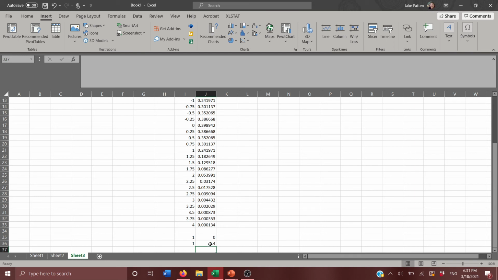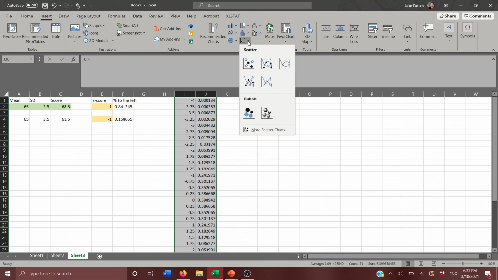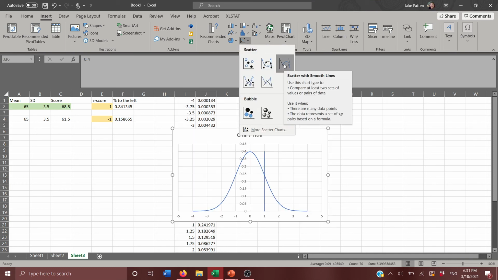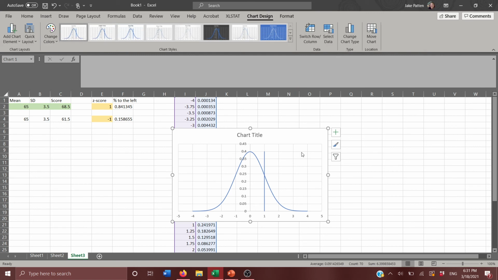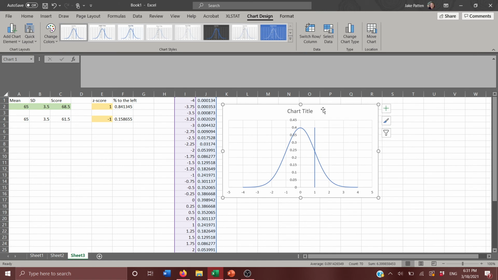Okay, now I want you to grab both of these strings of numbers, go back to the scatter plot, and click on that line scatter plot, the scatter plot that's just lines and not dots. And there you have a normal distribution with your z-score.